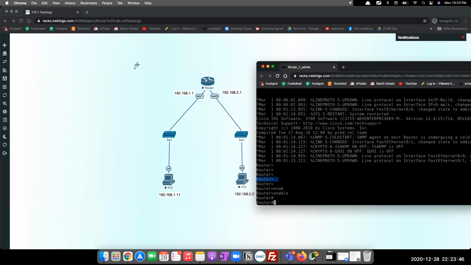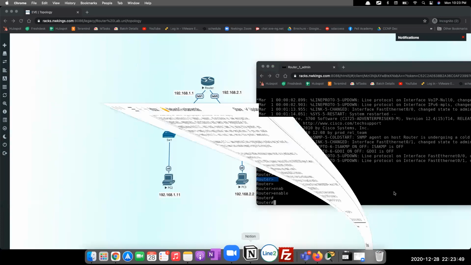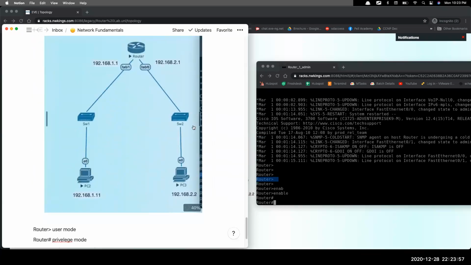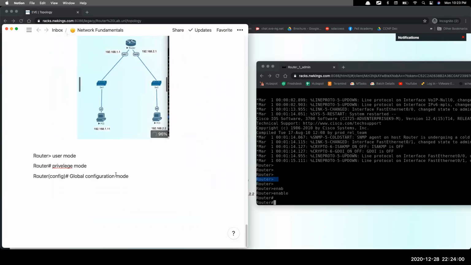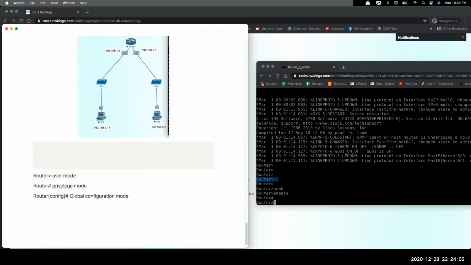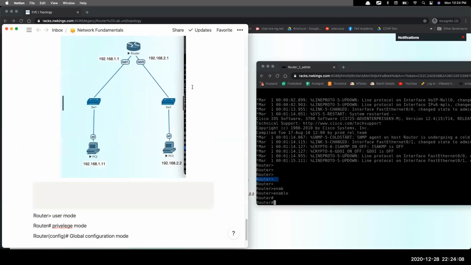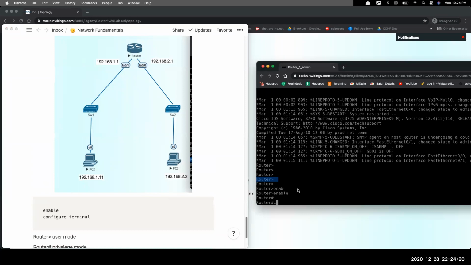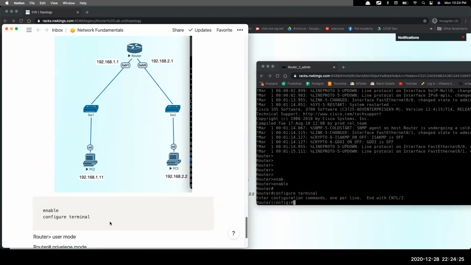I'm going to create a lab here so that you can do this. I'm going to type the commands over here so that you can write the command. So first of all, I need to enable the device. Then I have to go configure terminal. This is the command to go into my global configuration mode. Configure terminal. Okay, so now you are in global configuration mode.